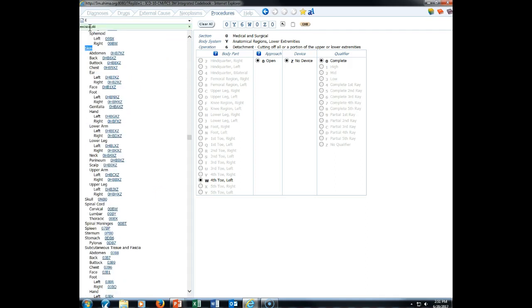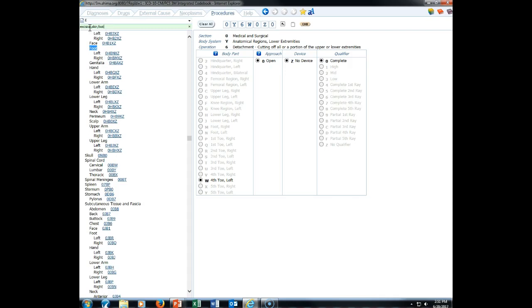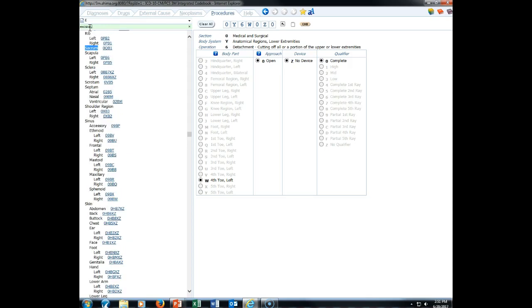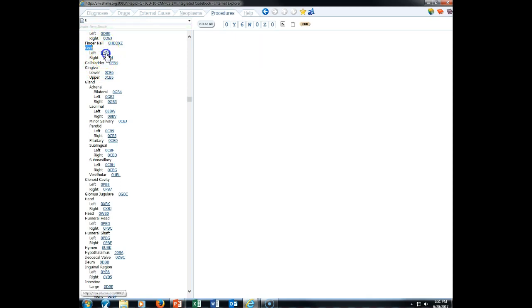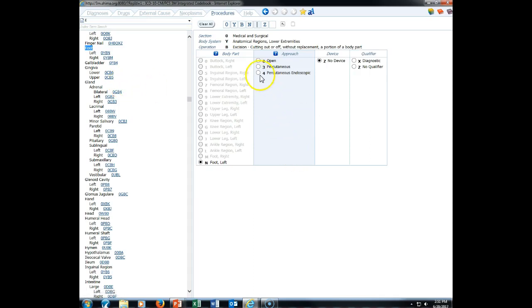And when we did our excision, if we choose the foot, and it's the left foot, it sends us to 0YBN. It's an open approach, and there's no qualifier. Now, when we read the report, if we knew that it was the skin of the left foot, we would code that as opposed to just the foot. So it would depend on what the operative note told us.